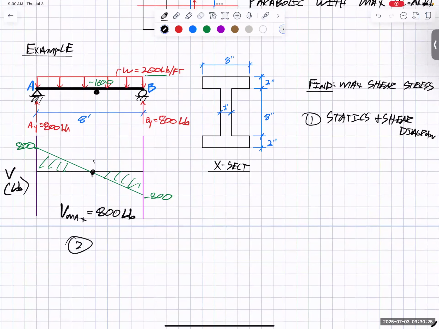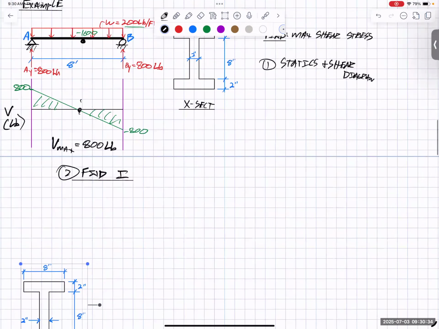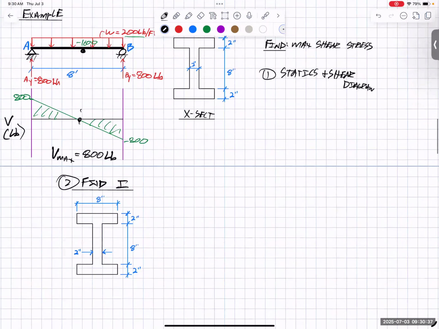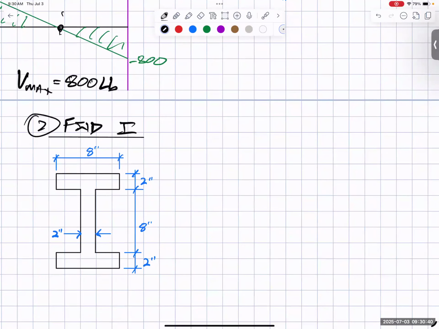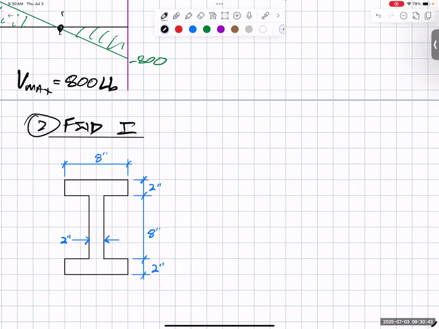Step two, let's find our moment of inertia. And this is an I-beam. For a common shape, you could look it up in a table. I have a little I-beam right here. This is the same I-beam, just copied down so I can draw on it easier. I could also break it into 3 different shapes and use the parallel axis theorem. I'm actually going to use a totally different method and take the moment of inertia of the outside, treating it like a rectangle, and subtract out these 2 inside rectangles.